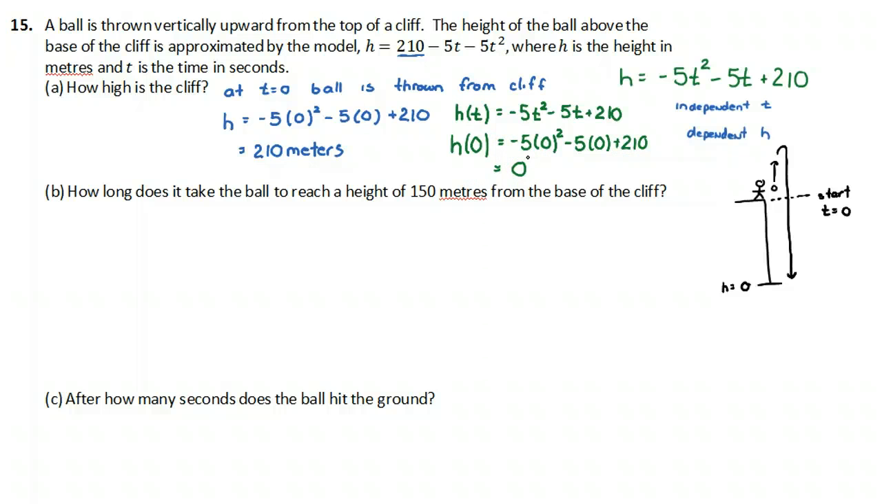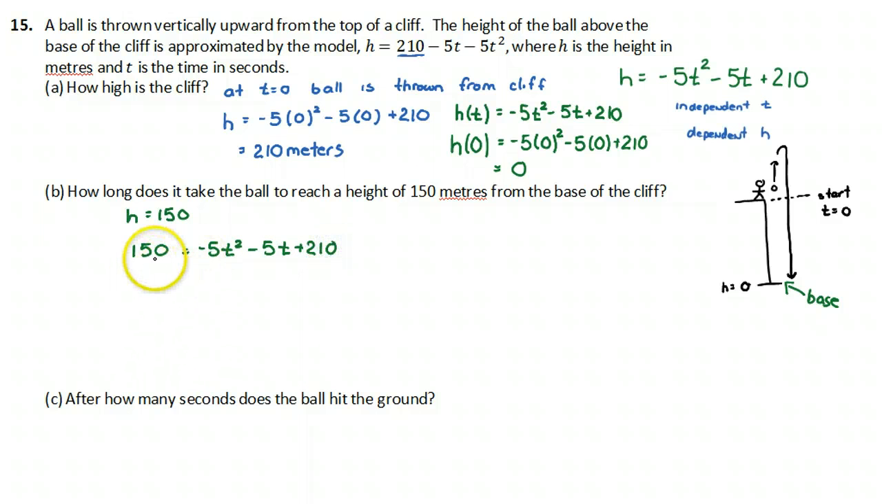Okay? So how long does it take for the ball to reach a height of 150 meters from the base of the cliff? So the base of the cliff is the very bottom of the cliff. Therefore, we're interested when h is equal to 150. So all I do here is to say 150 is equal to negative 5t squared minus 5t plus 210.